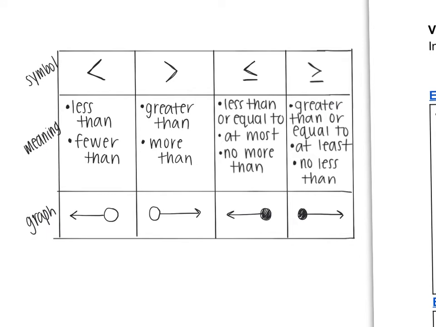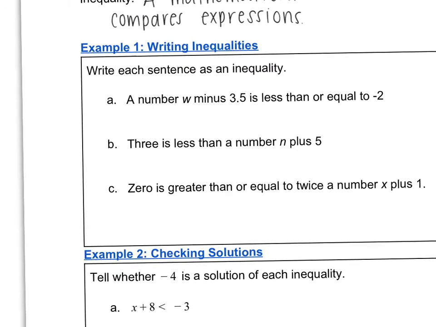So make sure you have this chart written down in the front cover of your packet. This is going to be really important. We're going to reference this a lot this chapter. So have this written down. Pause it here if you have to. Once you've got this written down, we're going to actually write some inequalities. So pause it if you need to. Once you've got this, let's move on to example 1.